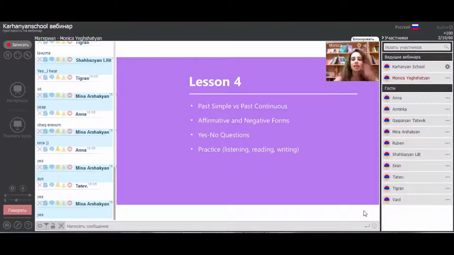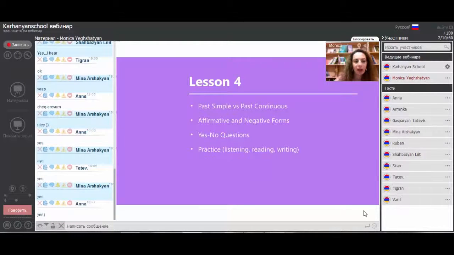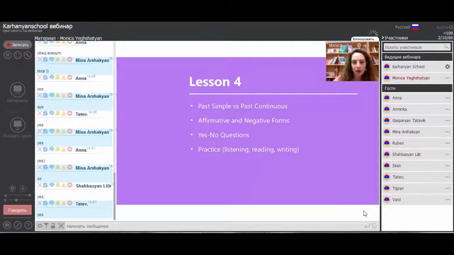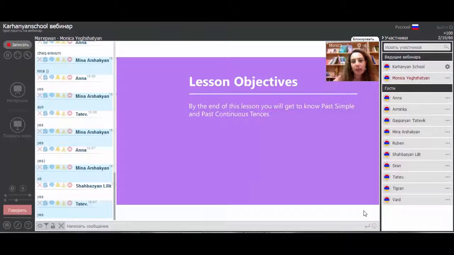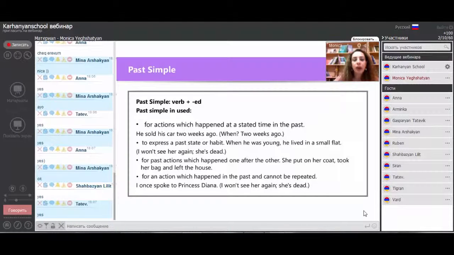Now, today is our fourth lesson, so we're going to study past simple versus past continuous, affirmative and negative forms, yes or no question, and we're going to do practice, listening, reading and writing. I hope you are ready. Okay, so let's start. By the end of this lesson, you will get to know past simple and past continuous tenses. Now, let's start with past simple.